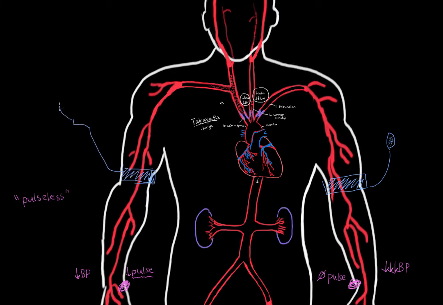So here, for example, remember we said there's decreased blood flow here, but it's not as severe. So you might get decreased blood pressure on this side, but on this side you take the blood pressure and it's very much so decreased.